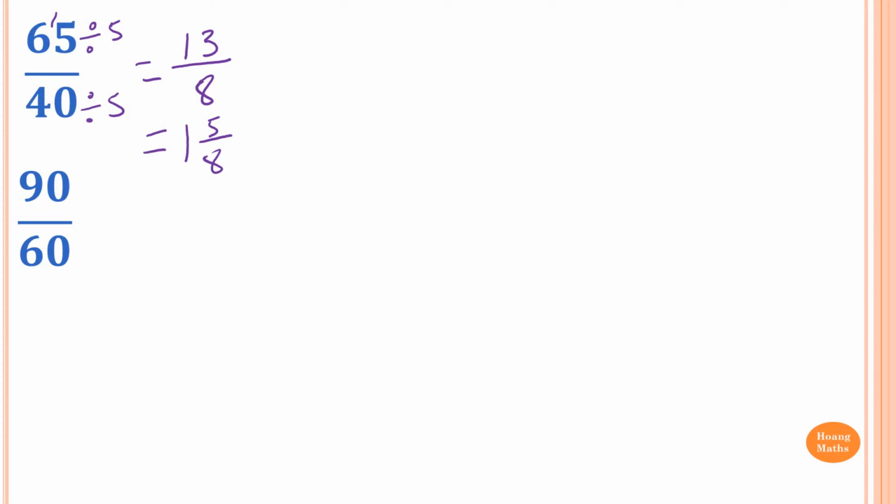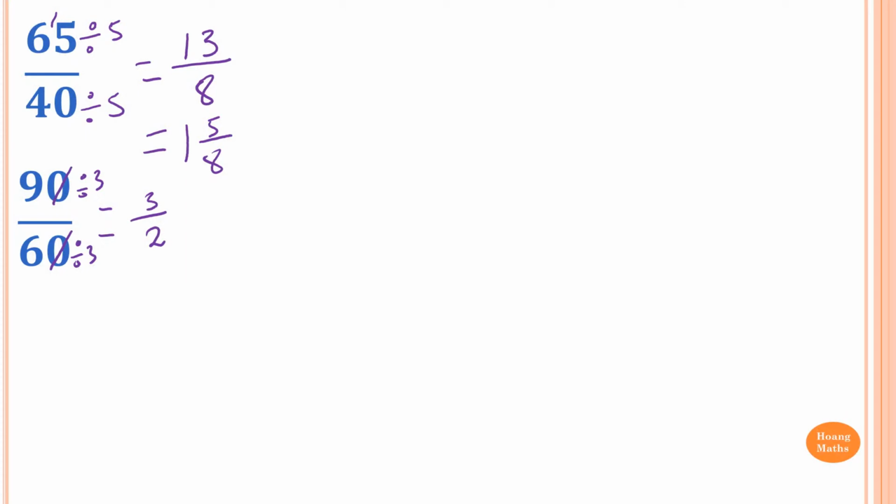90 over 60. So 90 and 60, I divide by 10. These two 0s cancel out, so you are left with 9 over 6. So 9 over 6, both can divide by 3. So 9 divided by 3 gives me 3, and 6 divided by 3 gives me 2.